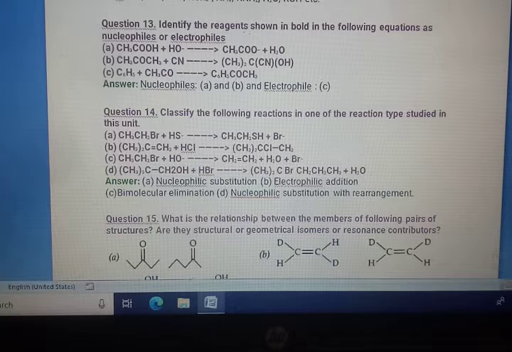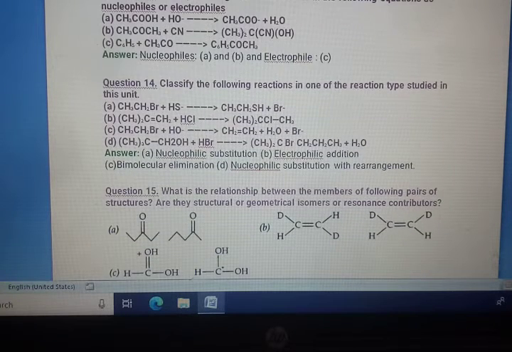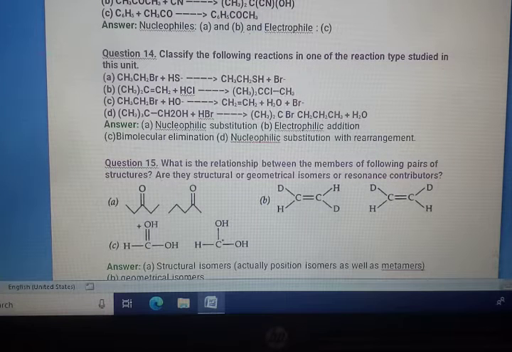You have to just mean nucleophilic substitution and electrophilic substitution. As I informed you, what is electrophile and what is nucleophile substitution, you can write these answers very clearly. What is the relationship between the members of the following pairs of structures? Are the structures geometrical isomers or resonance contributors? Very, very important questions, dear students.